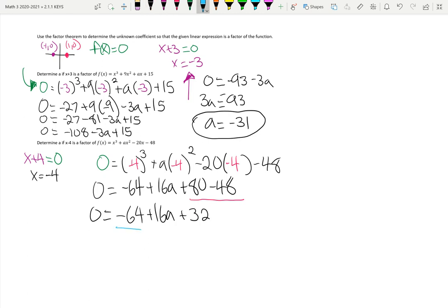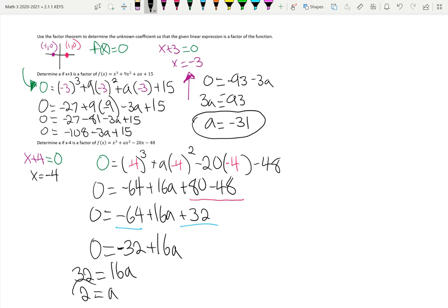Now I'm going to combine my negative 64 with my 32, and since they're different signs, it's going to be subtracting. 64 minus 32 is 32. The negative was larger, so it's going to stay negative. I get 16a. I'm going to add 32 to both sides, and then divide by 16, getting an a value of 2.